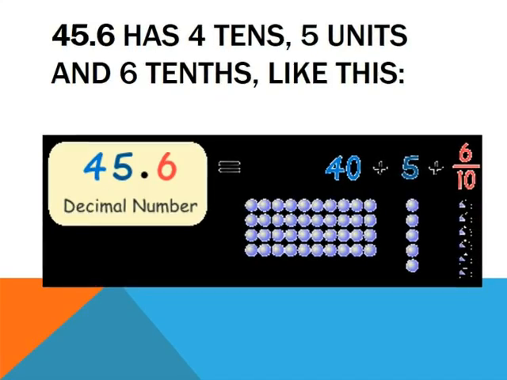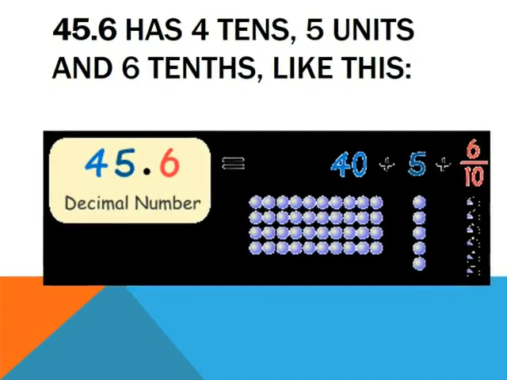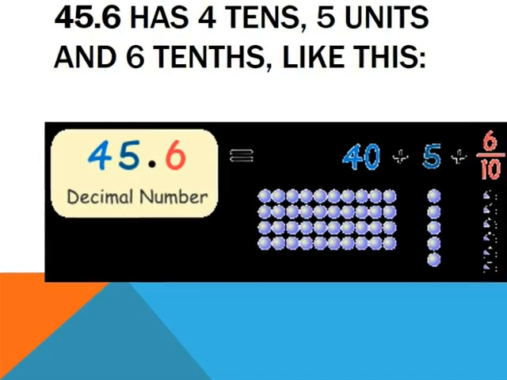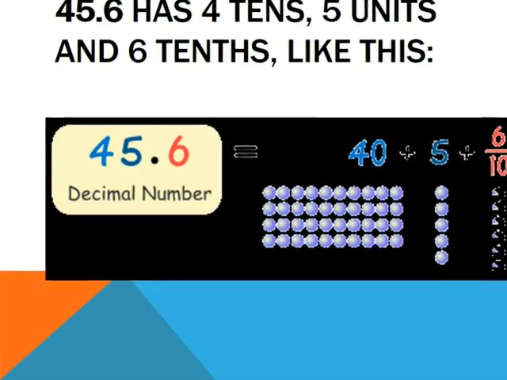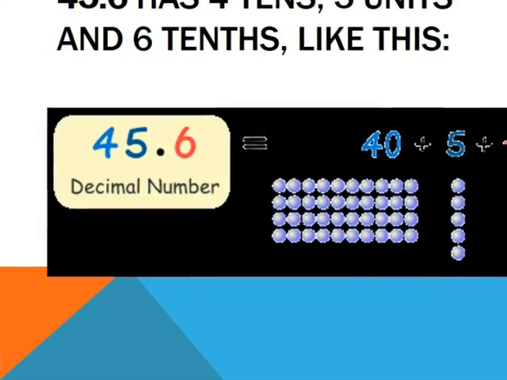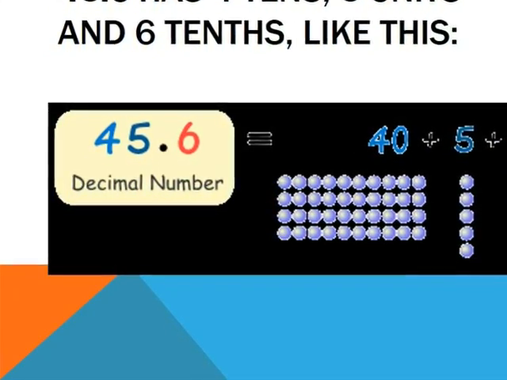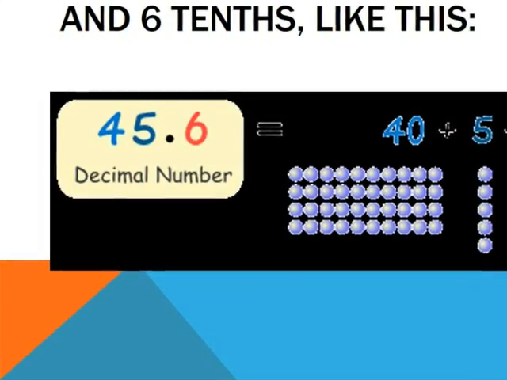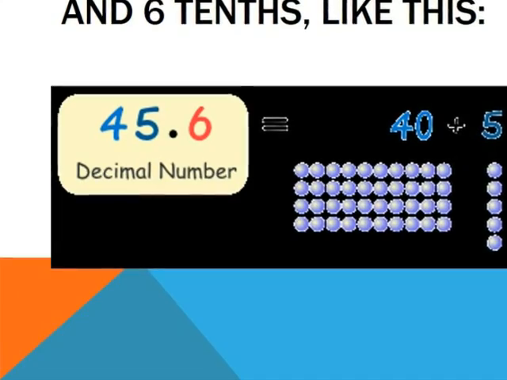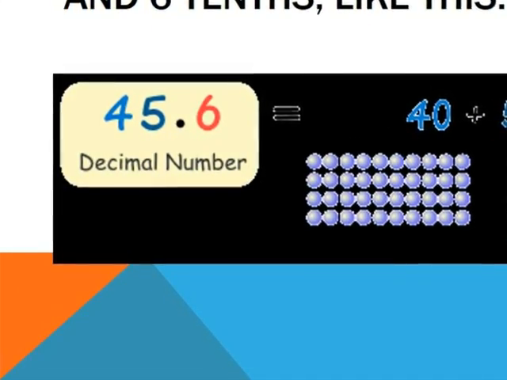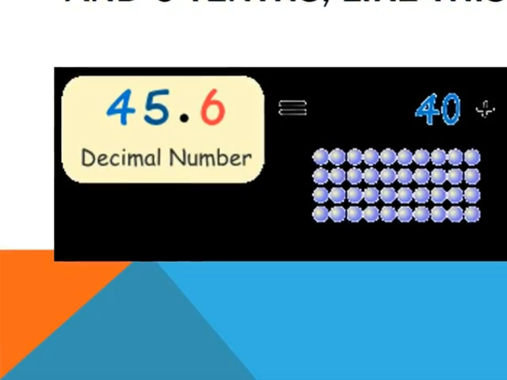To understand place value, let's look at this example. 45 and 6/10 has a 4 in the tens place, a 5 in the units place, and a 6 in the tenths place. As you can see, the 40 is represented by 40 bubbles, the 5 is represented by 5 bubbles, and the 6/10 is represented by 6/10 of a bubble.